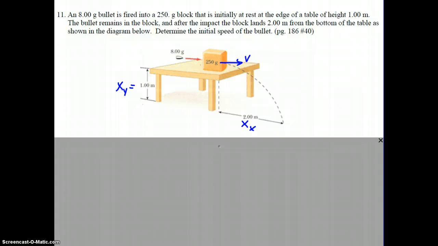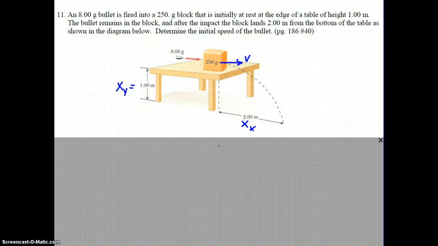An 8-gram bullet is fired into a 250-gram block that is initially at rest on the edge of a table of height 1 meter. The bullet remains in the block, and after the impact, the block lands 2 meters from the bottom of the table, as shown in the diagram below. Determine the initial speed of the bullet.